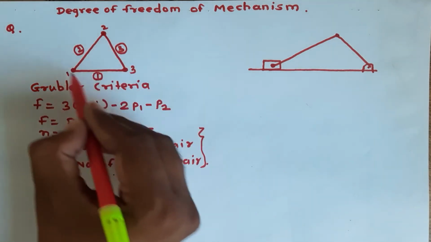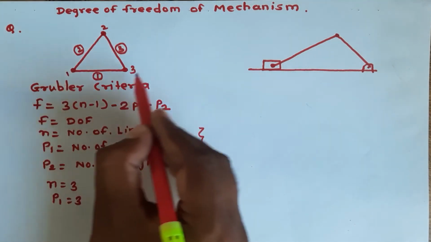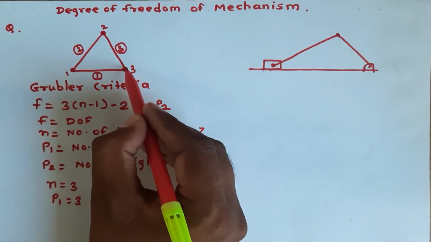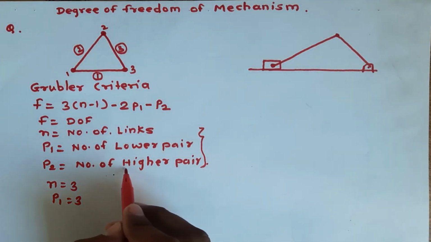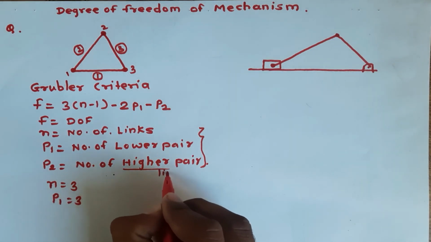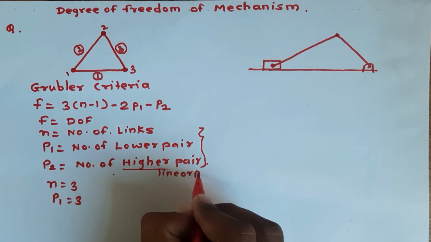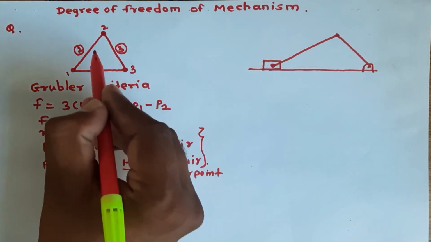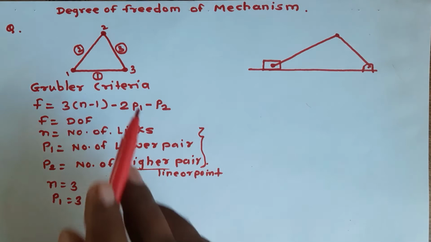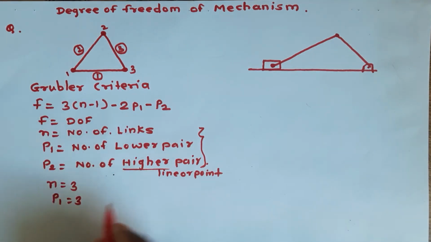In the given mechanism there is no higher pair. In a higher pair there should be a line contact or point contact, but here in the given mechanism there is no line contact or point contact. Due to that reason the number of higher pairs is 0.